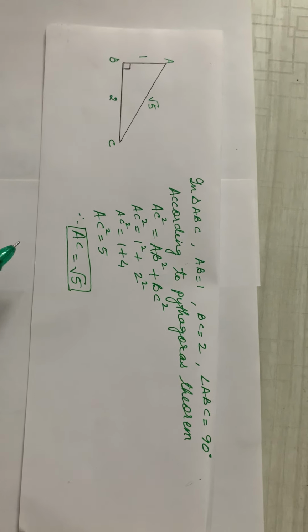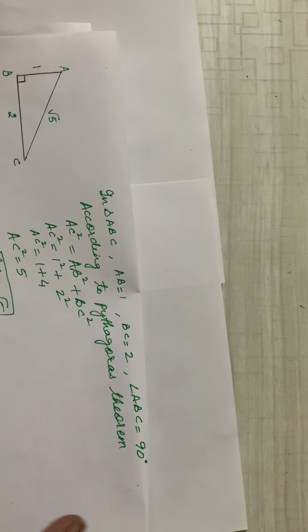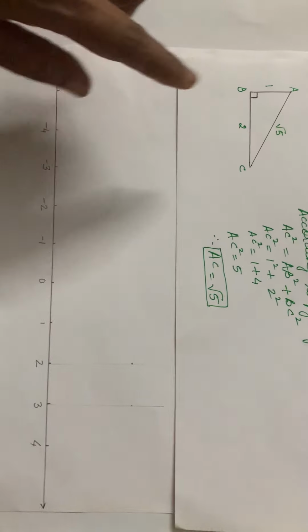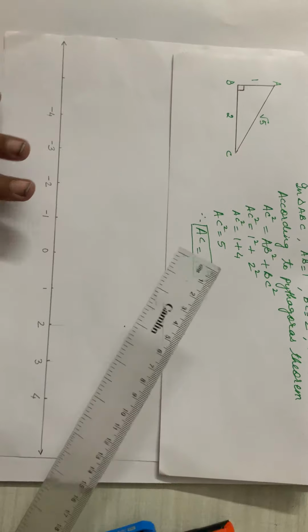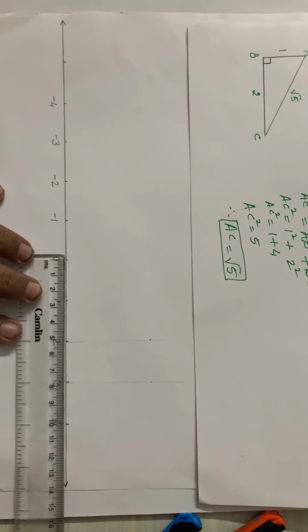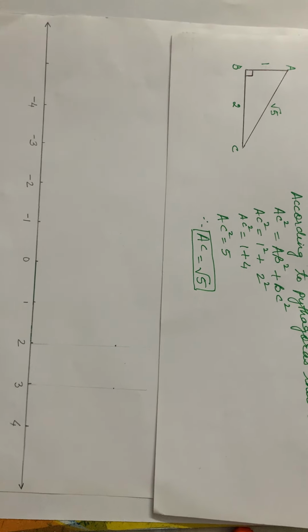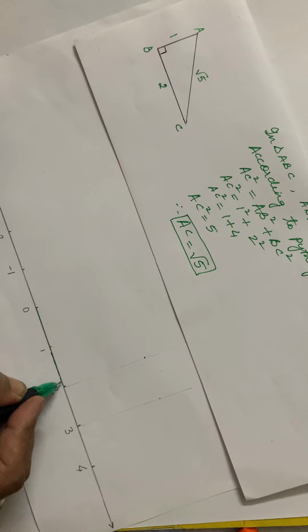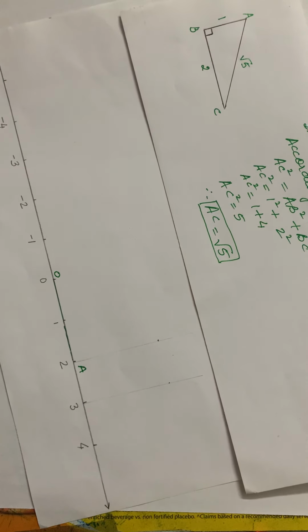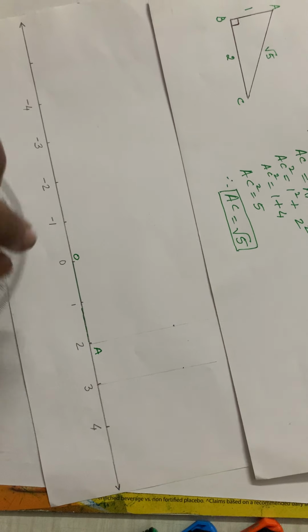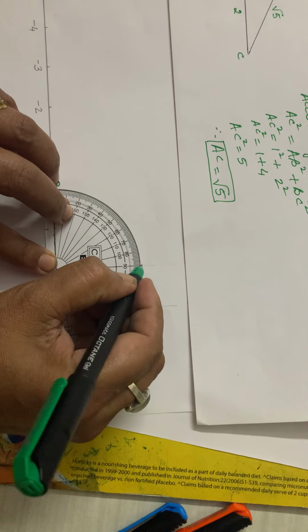Now, we will show this square root of 5 on the number line. Here I have drawn a number line. So, we need one side as 2 units. I will take from 0 a 2 unit length. Label the points as O, A. Then the next step is to draw the perpendicular from the point A. So from the point A, I will draw a perpendicular, 90 degree.